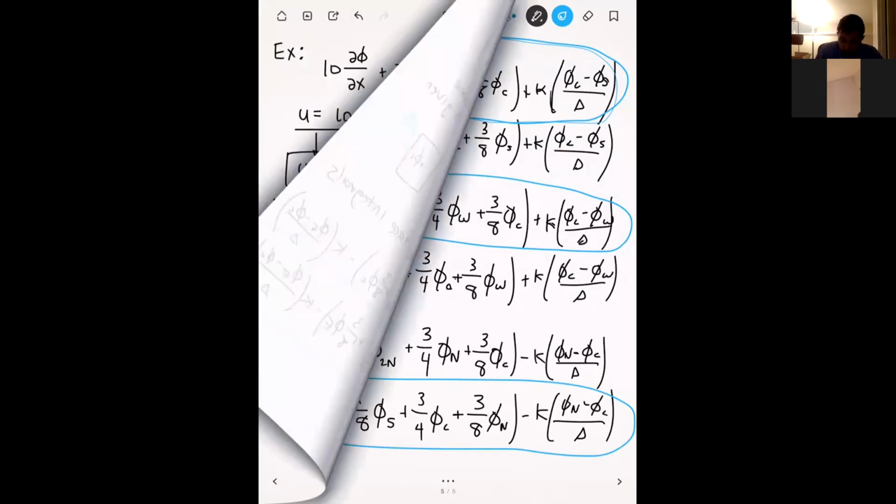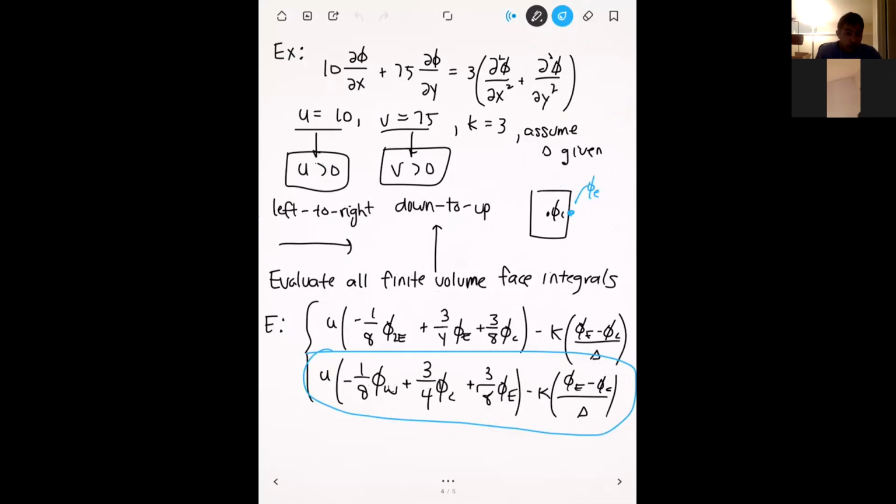And so for the east one, we chose version 2 because in version 2, our velocity is going from left to right, and so we want to place more emphasis on the west one. Yeah.